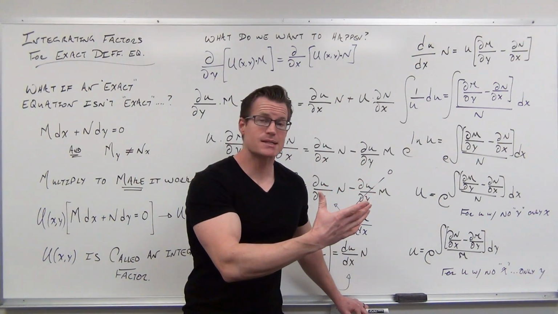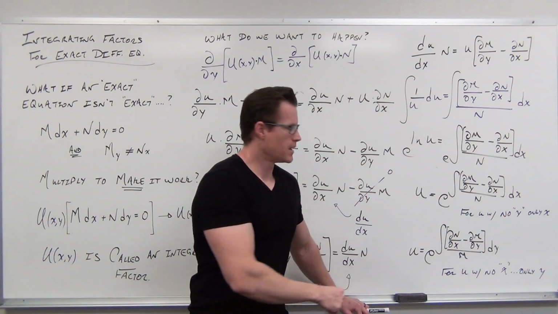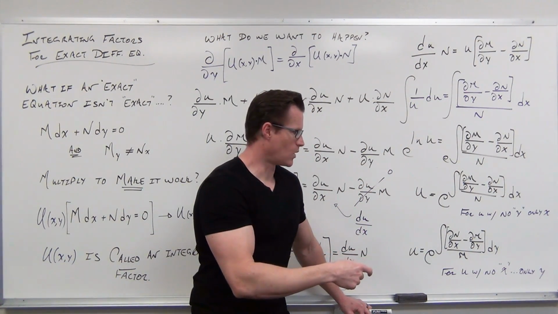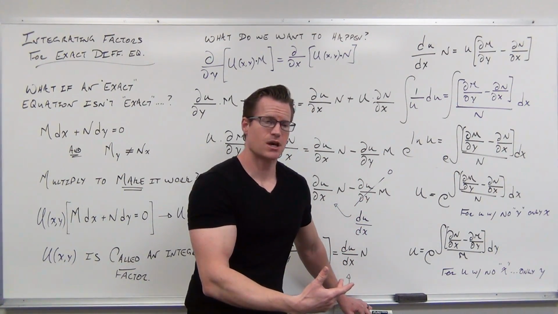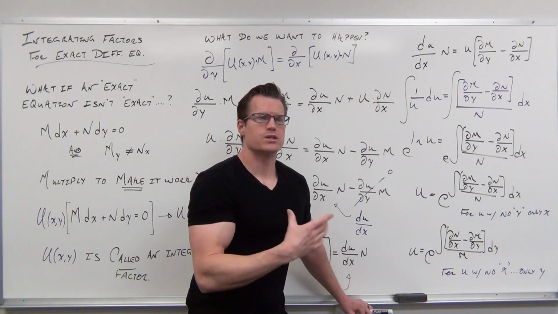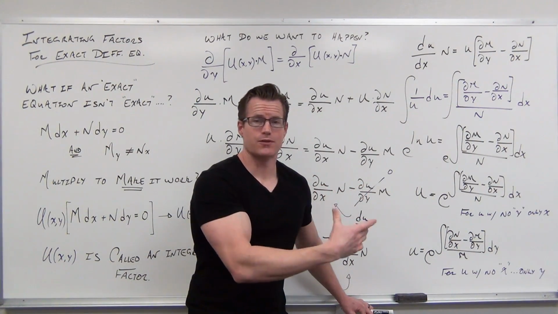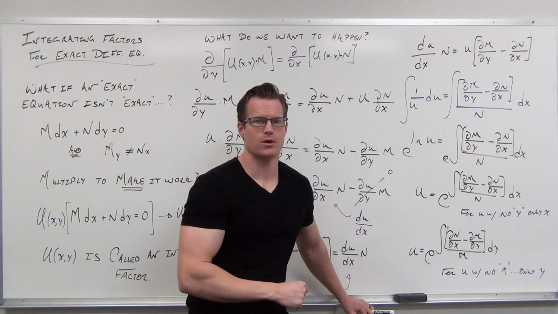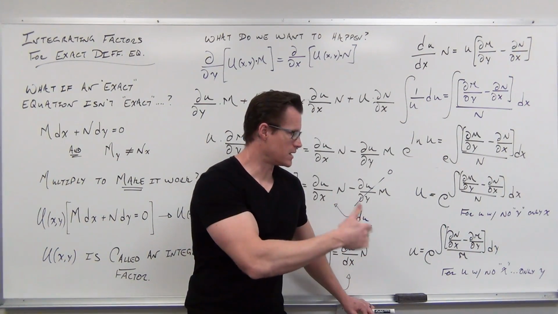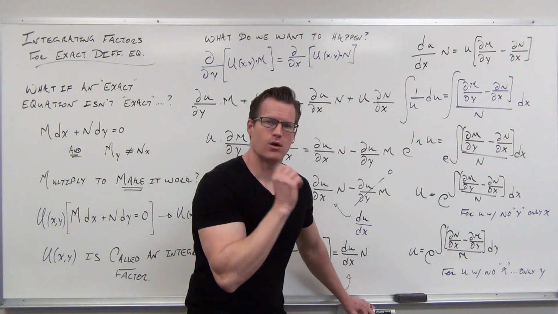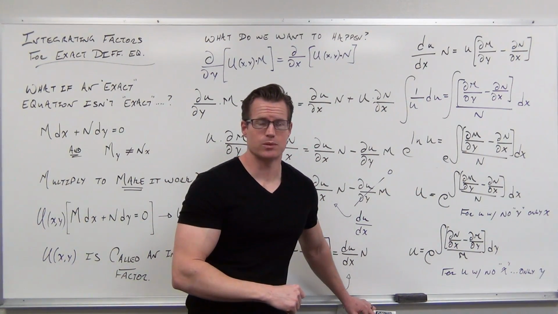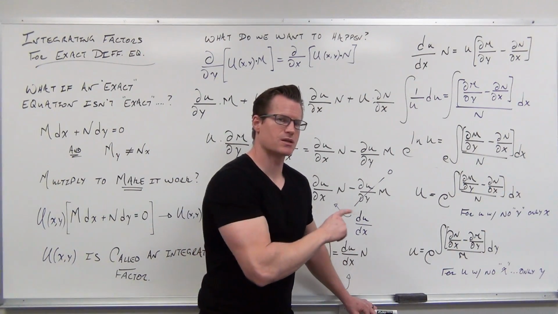If it has both x's and y's, it's not a good choice. And then we're going to reverse it and do partial of n with respect to x minus partial of m with respect to y and divide it by m. And if that gives us either, well, we'll see which one gives us just the variable we're looking for. And whatever one works, that's the one we're going to go with for our integrating factor. We'll take e to the integral of that, and then we multiply the whole equation through by that, so we make it an exact differential equation.